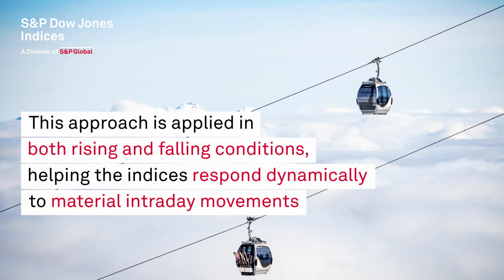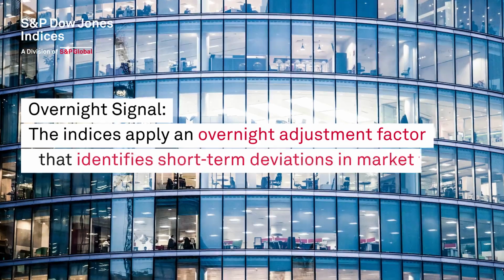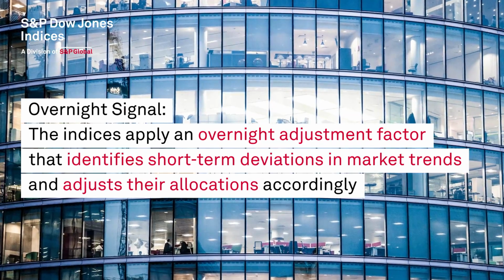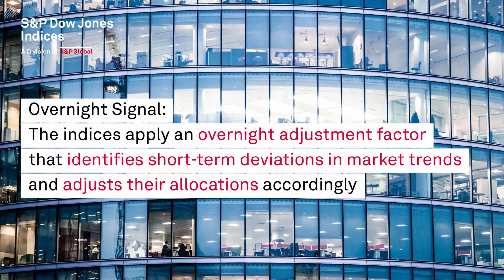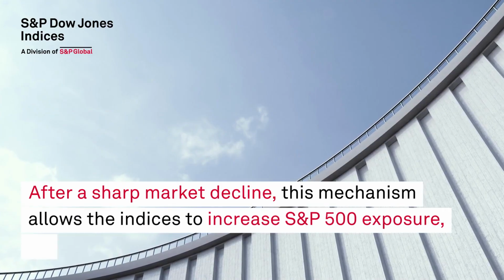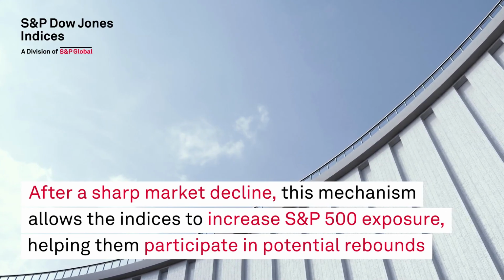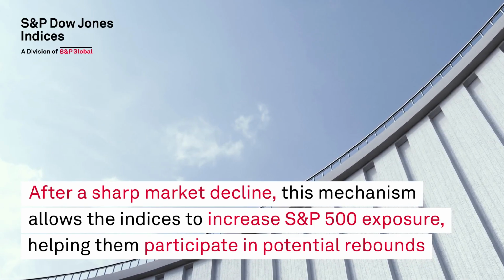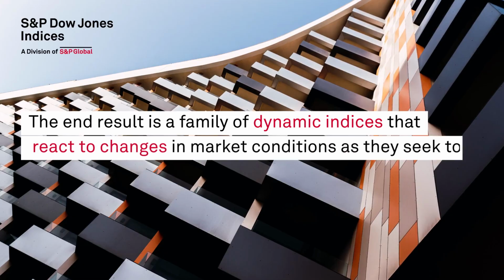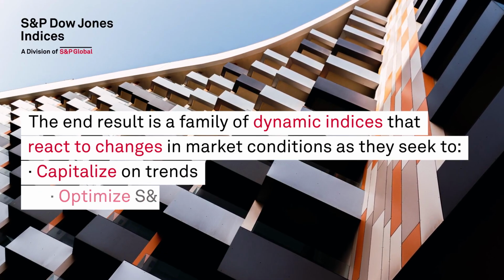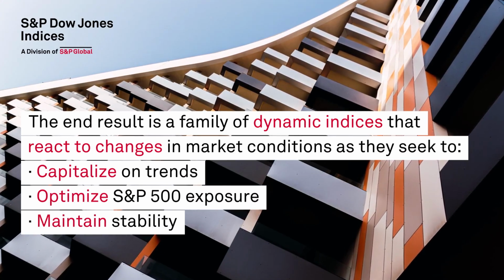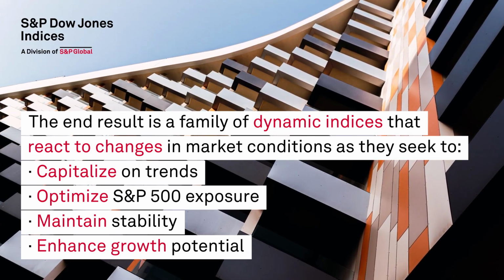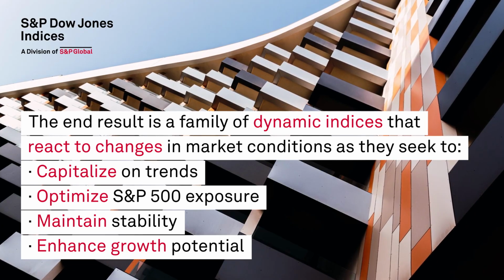Overnight signal. The indices apply an overnight adjustment factor that identifies short-term deviations in market trends and adjusts their allocations accordingly. After a sharp market decline, this mechanism allows the indices to increase S&P 500 exposure, helping them participate in potential rebounds. The end result is a family of dynamic indices that react to changes in market conditions as they seek to capitalize on trends, optimize S&P 500 exposure, maintain stability, and enhance growth potential.